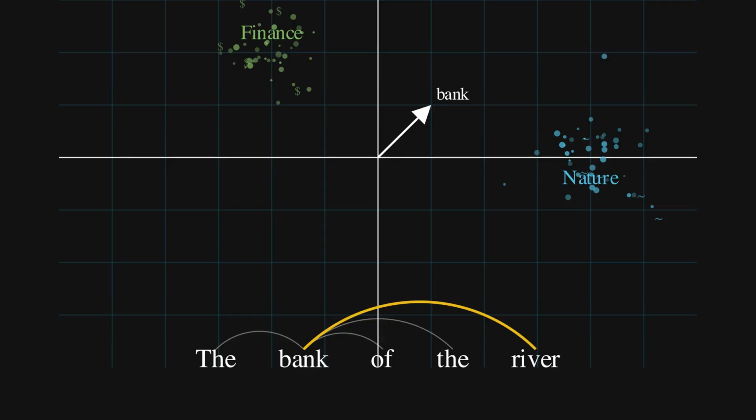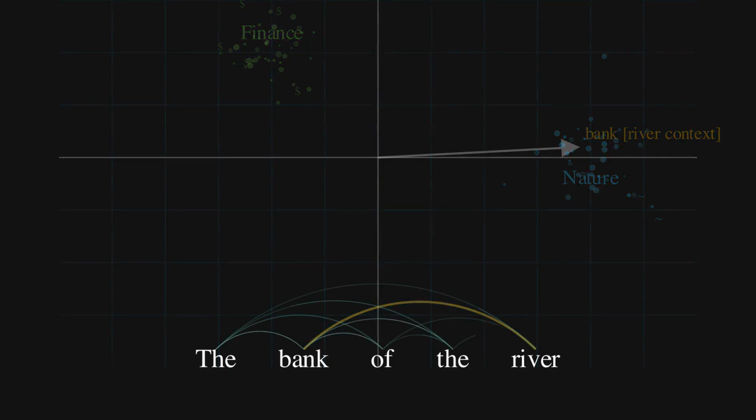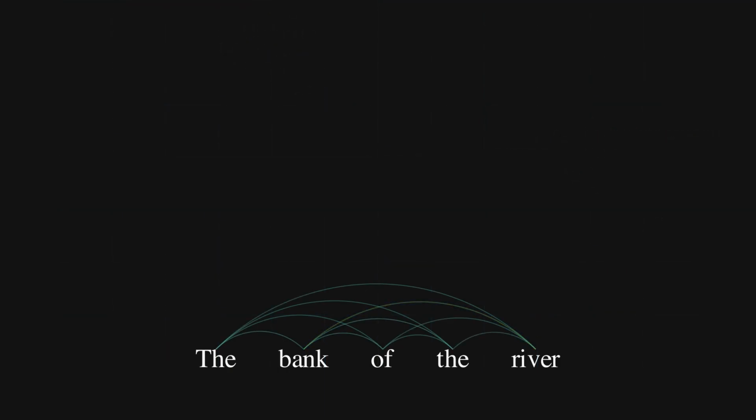Mathematically, river passes a bit of its own vector's meaning over to bank. As it does, watch what happens to the vector for bank. It physically shifts. It moves away from the financial cluster and deep into the nature cluster. It's no longer just a generic bank. It is now a highly specific, context-aware vector representing a riverbank. This, at its core, is self-attention, a mechanism that allows words to dynamically update their own mathematical meaning by absorbing the context of their surroundings.